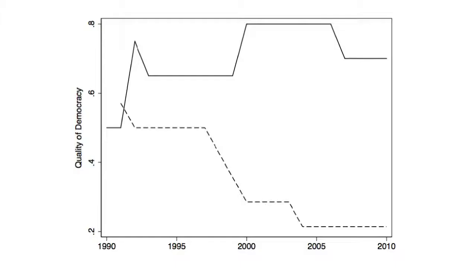So I want to give an example of what I mean. I'm sure some of you know that the paths that countries have taken in the former Soviet space have been very different. In other words, some have done better than others. So here are two countries. Quality of democracy is measured on the y-axis here. Higher is better. And we see a clear divergence. They start in 1990 at about the same level of democracy, and then they diverge.